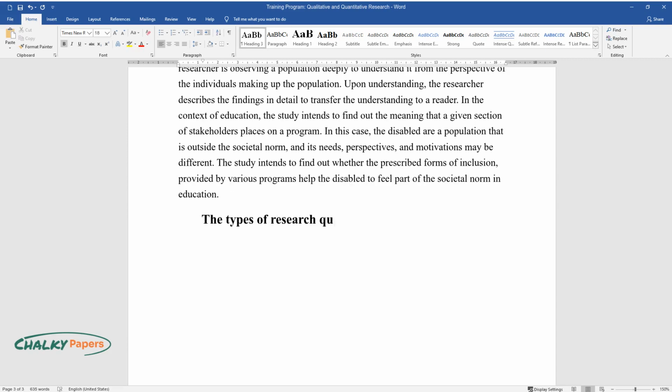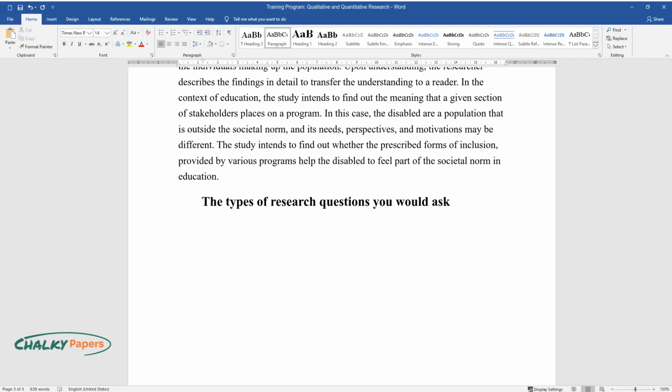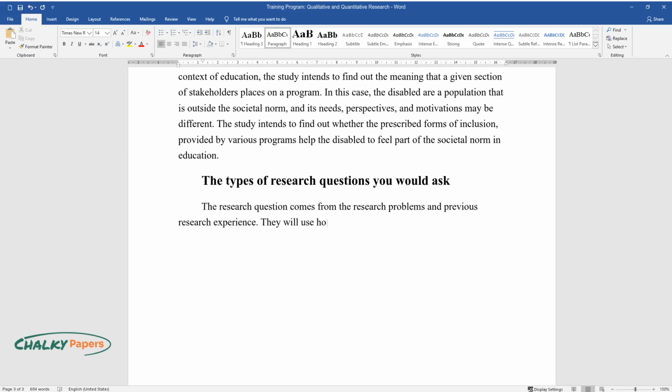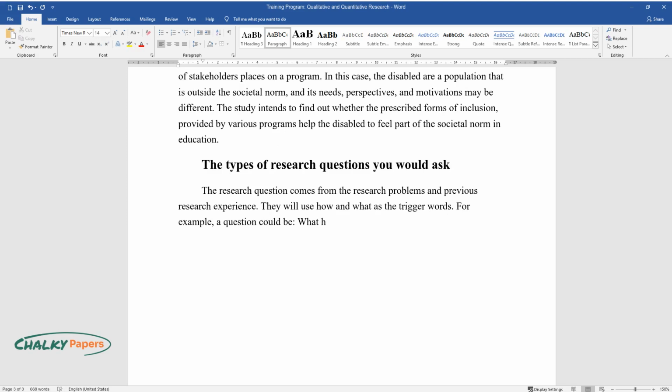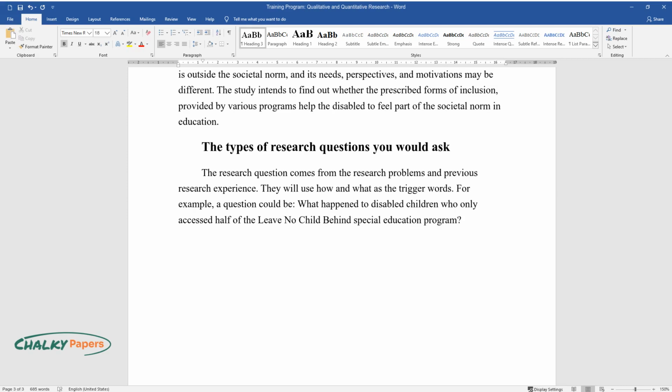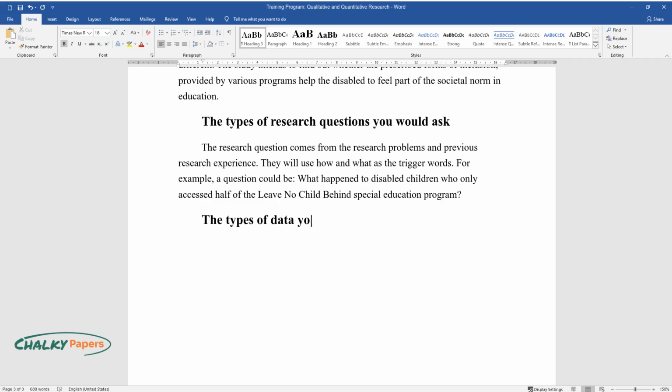The types of research questions you would ask. The research question comes from the research problems and previous research experience. They will use how and what as the trigger words. For example, a question could be, what happened to disabled children who only accessed half of the Leave No Child Behind special education program?